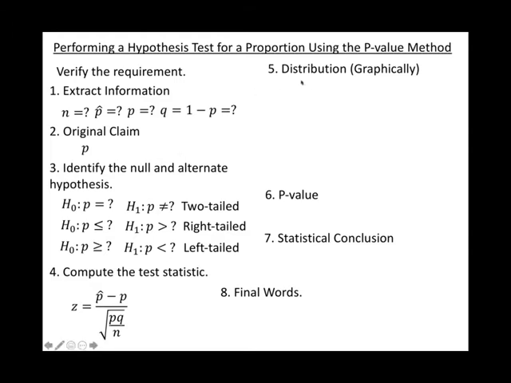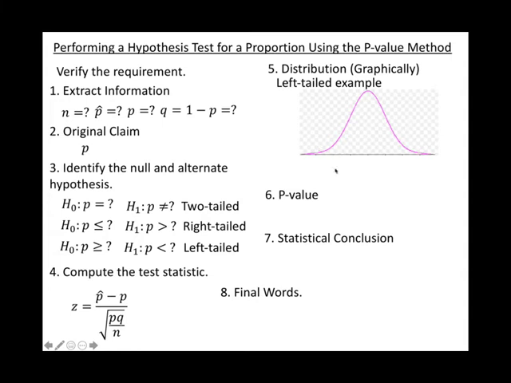Now the distribution. I want you to sketch the graph here. This is the p-value method. First, we are working on the z distribution, so we will have the normal distribution. I just used the left tail example here. After we figure out the test statistic, you write it down from here. This point will be your test statistic. You find it from part 4.